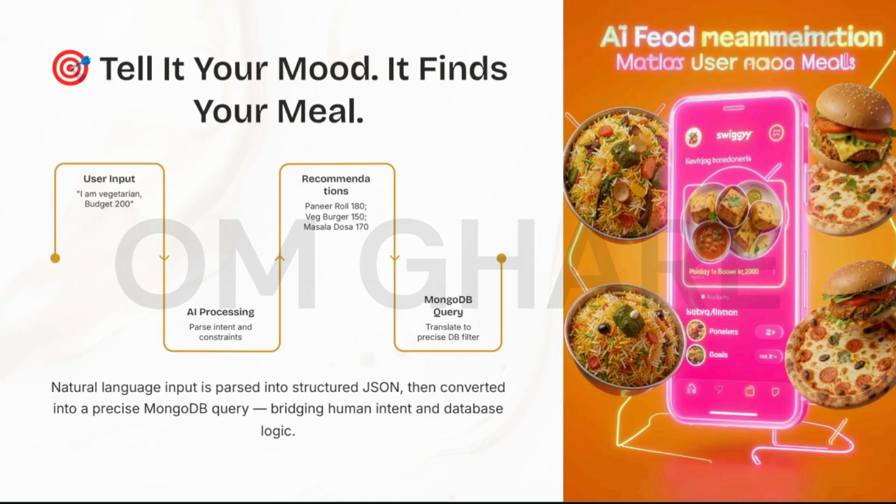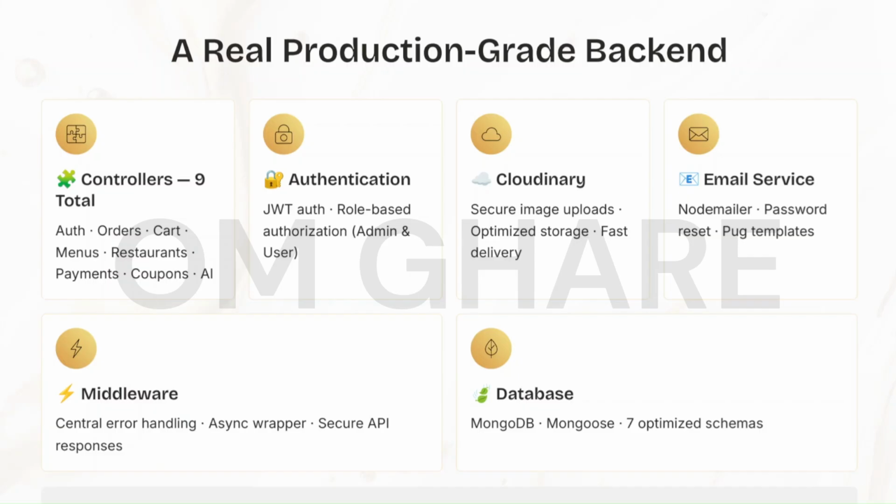In this example, the application suggests dishes like paneer roll, veg burger, and masala dosa, all within the specified budget. This feature creates a much more natural user experience because customers can simply describe what they want instead of navigating multiple filter menus. Now let's take a closer look at the backend architecture that powers Food Genie.